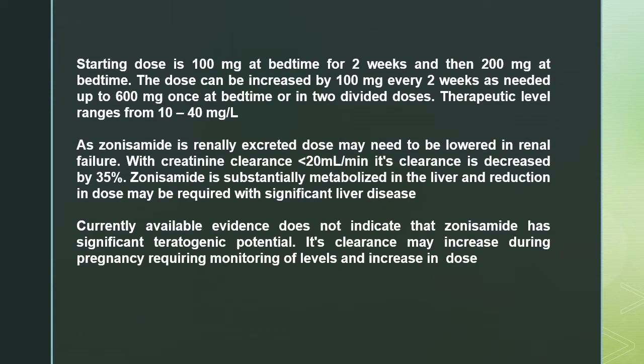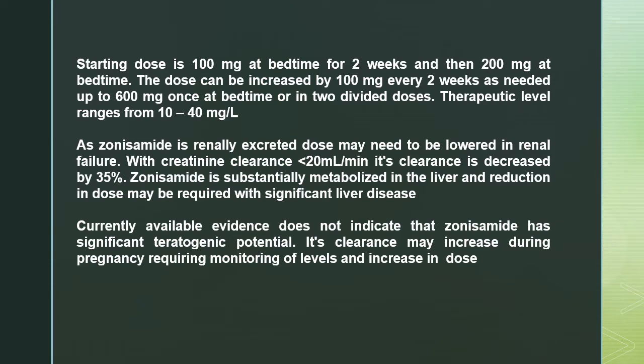Starting dose is 100 mg at bedtime for 2 weeks and then 200 mg at bedtime. The dose can be increased by 100 mg every 2 weeks as needed, up to 600 mg once at bedtime or in 2 divided doses. Therapeutic level ranges from 10 to 40 mg per liter.